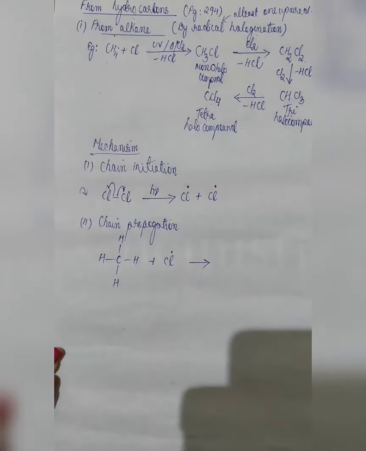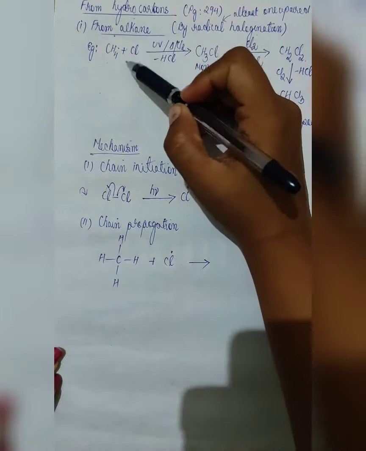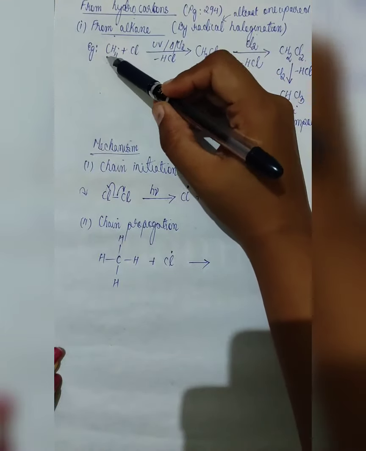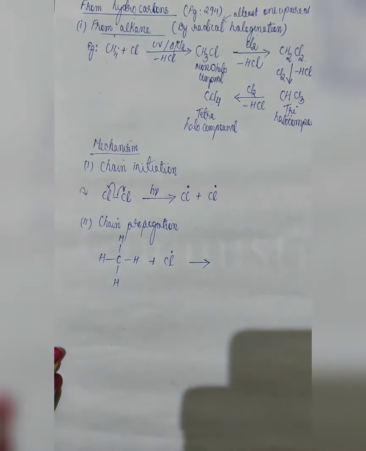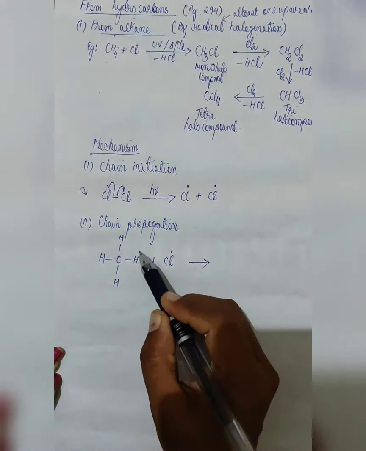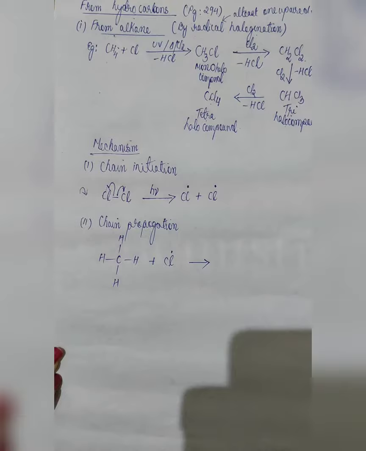Now the second step is chain propagation. Here what happens is a free radical will form more free radicals. So in our reaction we have methane reacting with chlorine. Here, with this methane, remember one thing, radical will react only with radical. It cannot react with a neutral atom or a compound. So this also needs to be converted into radical. How will it convert into radical? By homolytic cleavage again.